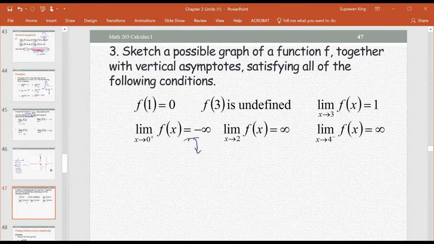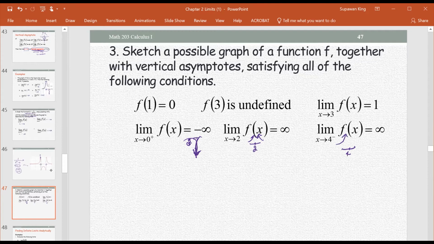If this is 0, the graph is going down, okay, on the right side of the 0, going down. So for this, if this is the number 2, the graph, both directions, goes all the way up to positive infinity. And the last one, the limit as it approaches 4 negative, for 4, coming from the left side, the graph goes all the way up. So we analyze it piece by piece, and then we put them all together.